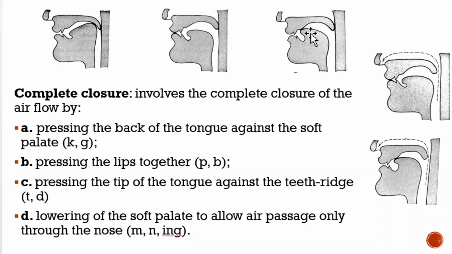Now another kind of stricture is found. Another example of complete closure is the tongue tip pressing against the alveolar ridge. The tip of the tongue against the alveolar ridge. T, d, we produce in that position. In English, normally the tongue will not go beyond the alveolar ridge. Going beyond the alveolar ridge or teeth ridge is called the post-alveolar position.